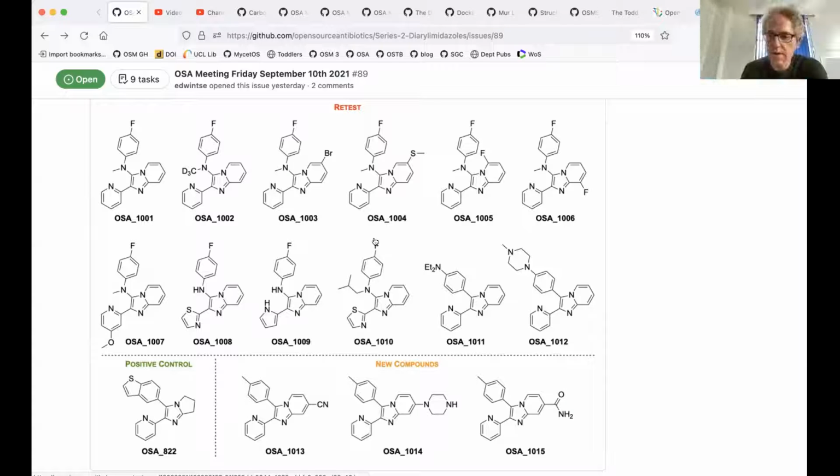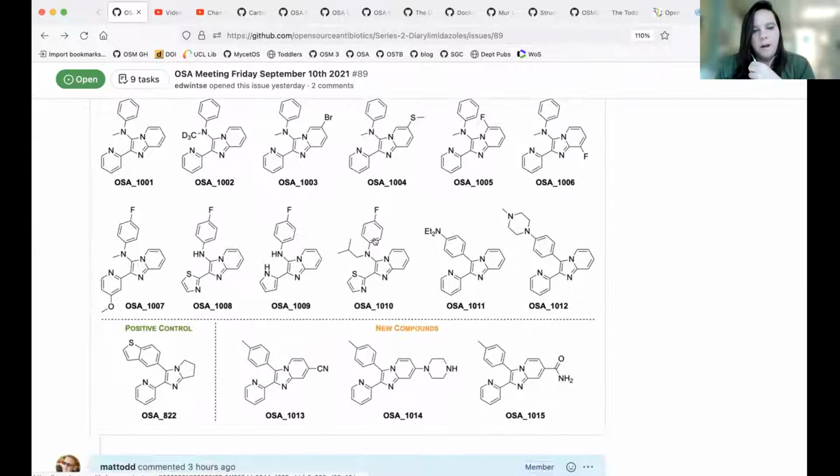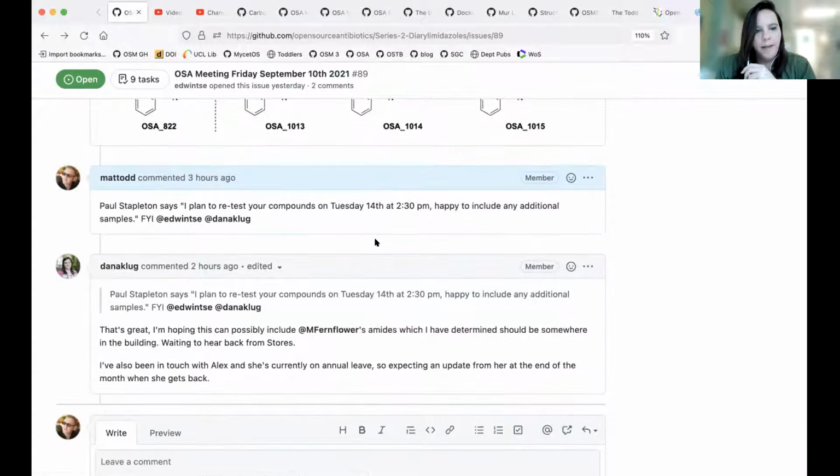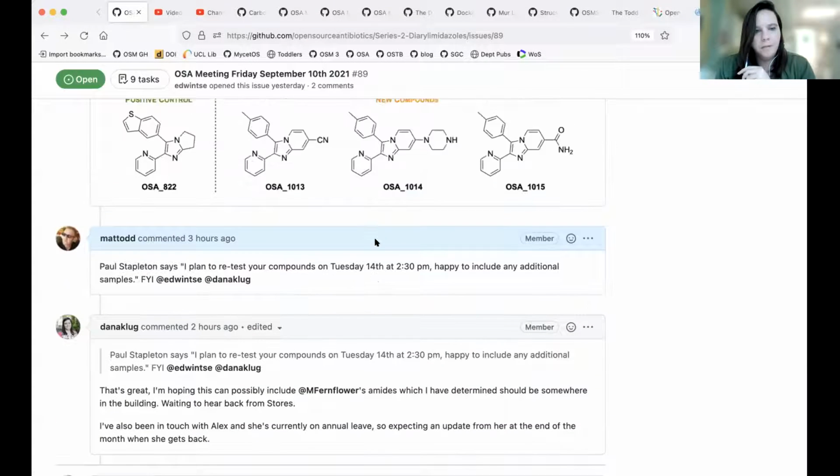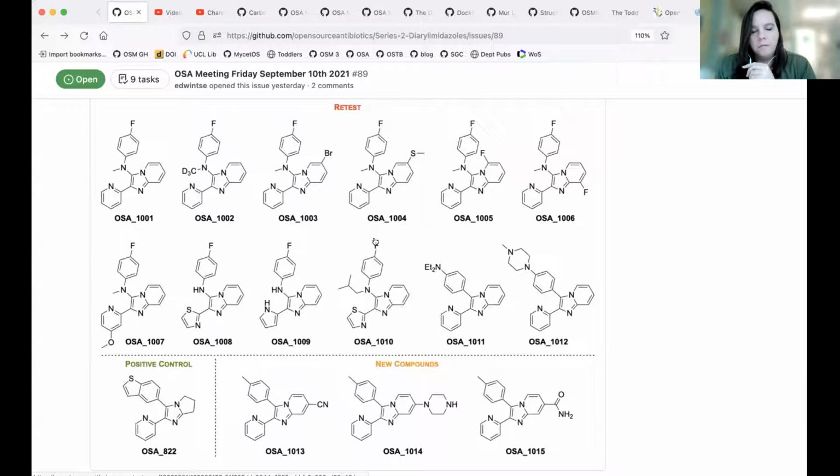Just one more thing on that, which I posted in a comment: supposedly those amides that we ordered have been delivered to UCL. So I'm going to try and track them down and put them in this round of screening, and hopefully we can find them. It is a big building with lots of nooks and crannies. Apparently they were delivered in late July and no one told me. So now I'm trying to find them.